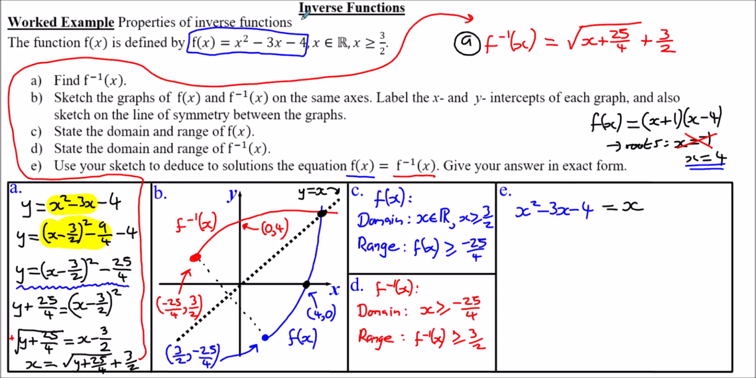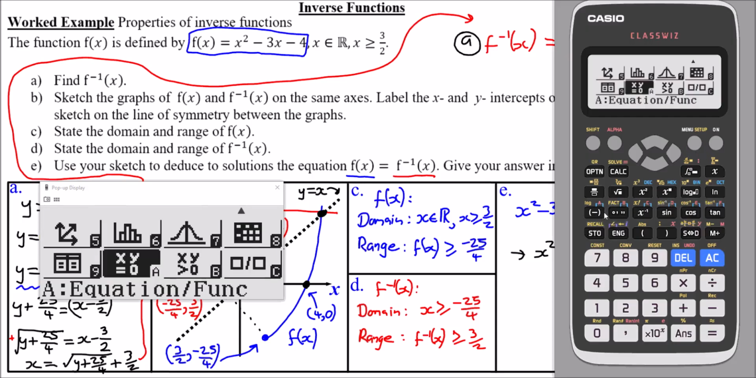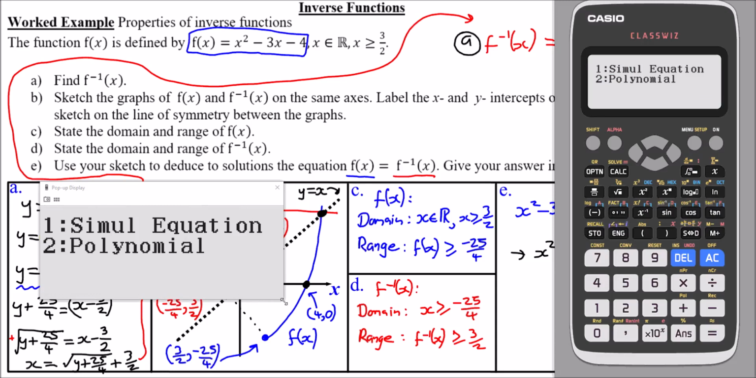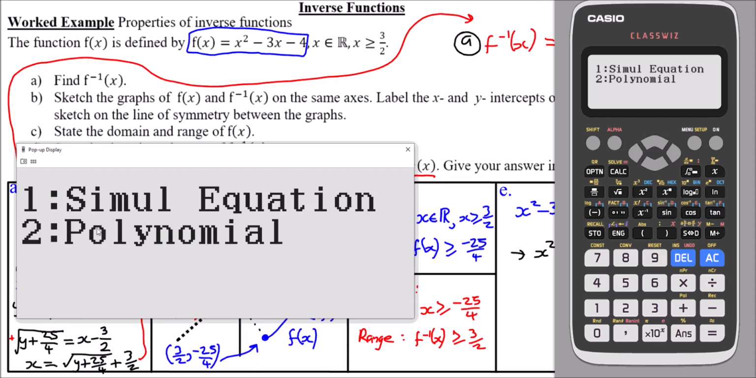So if I just subtract an x from both sides now, and I'm solving for x squared minus 4x minus 4 equals 0. Now at this point, you can do it manually or use a calculator technology, depending on how the question is worded. But just to show how to do this on a ClassWiz, if I go to menu, option A, different models now have different versions of this, by the way, different steps, but the newer ClassWiz does have this function too.